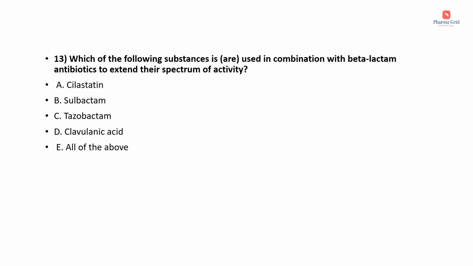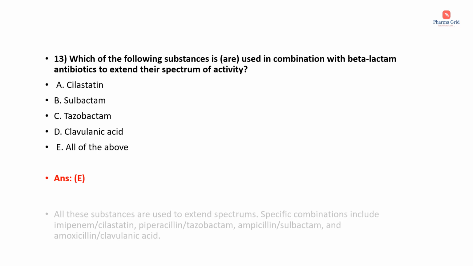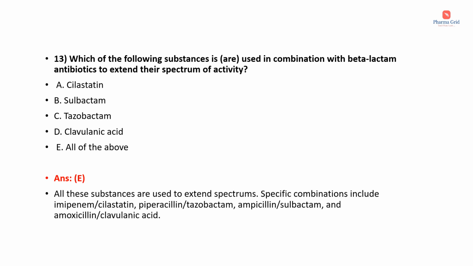Which of the following substances is used in combination with beta-lactam antibiotics to extend their spectrum of activity? The options are cilastatin, sulbactam, tazobactam, clavulanic acid, all of the above. Here, the correct answer is option E, that is all these substances are used to extend spectrums. Specific combinations include imipenem cilastatin, piperacillin tazobactam, ampicillin sulbactam, and amoxicillin clavulanic acid.